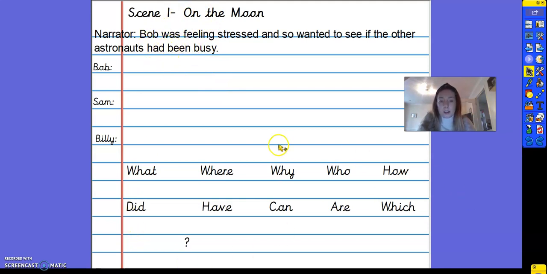And then at the bottom of our scaffold sheet, you've got lots of different words to help you with your questions. Now, we wouldn't like you to write it on this piece of paper today, as there's not enough space to have a whole conversation. This is just here to help support you. And we'd like you to have Bob ask at least 3 different questions. So your play script will probably be around a page long.